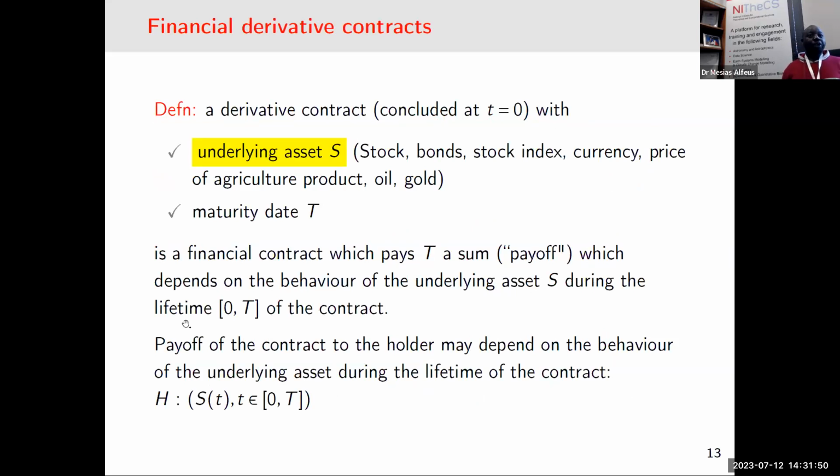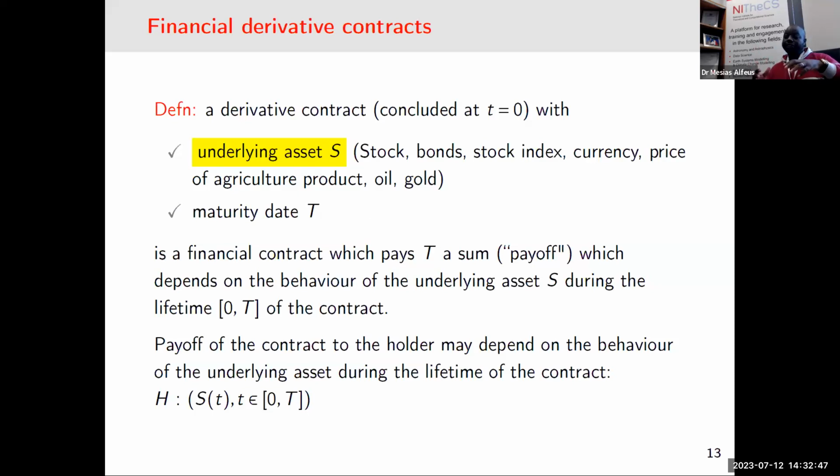And then we come now to the main core of this lecture, which is the financial derivative contract. In a nutshell, financial derivative contracts are those financial instruments whose values are derived from other underlying basic securities. That's why they are called derivatives. The most popular basic securities are stocks, bonds, stock indices, currencies, agricultural products, crude oil, gold, commodities, and so forth. Those are known as the underlying securities.